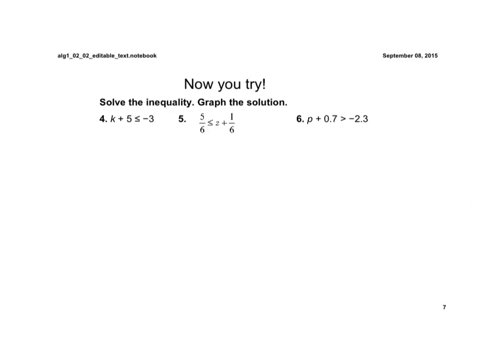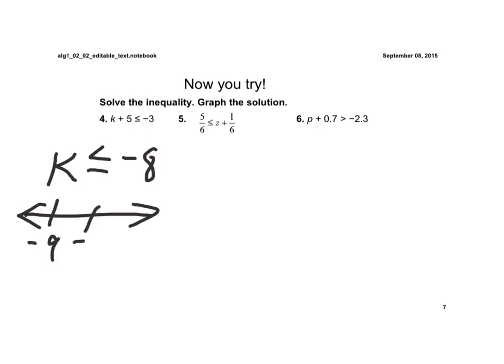All right, now you try. All right, welcome back. In this first one, you'd have k is less than or equal to a negative 8. And then to graph it, you'd have negative 9, negative 8, negative 7. It'd be closed at negative 8 and shaded to the left because it's less than or equal to.